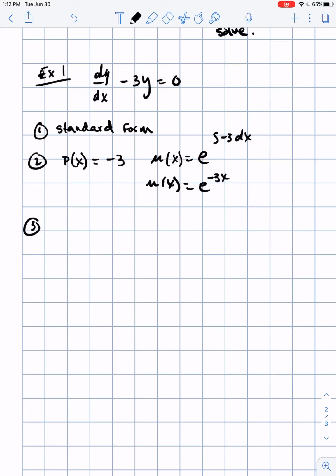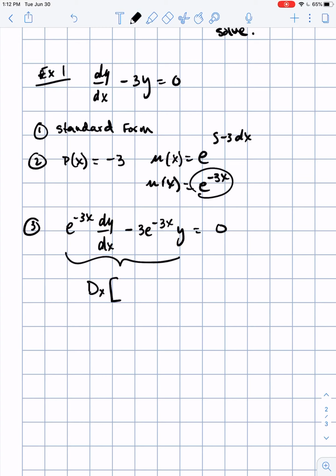Third step, let's multiply everything by that factor. So e to the negative 3x dy dx minus 3 e to the negative 3x y equals 0. Now, if you notice, what is the derivative of y? dy dx. What's the derivative of e to the negative 3x? Negative 3 e to the negative 3x. And there you can see your product rule right there. This is just the derivative of that mu that we had and y, so e to the negative 3x and y.